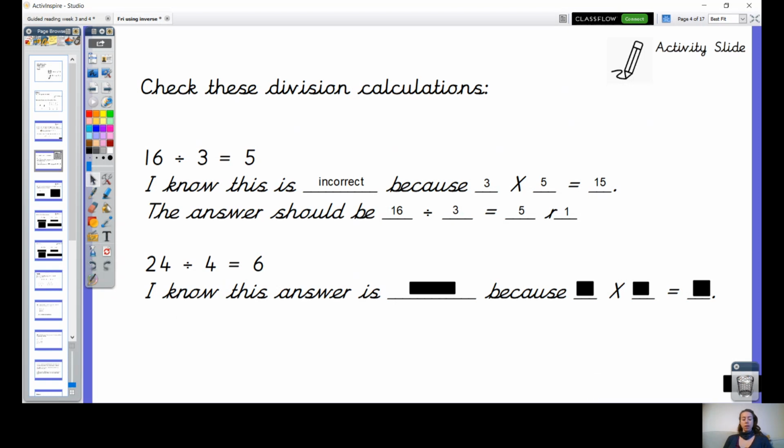So here's our question. 24 divided by 4 is 6. Now think about what multiplication calculation could you do to help you work out whether this is right or wrong. So pause the video and have a go at this one in the same way. Well done. Okay, this time it was correct because 4 times 6 is 24. Brilliant.